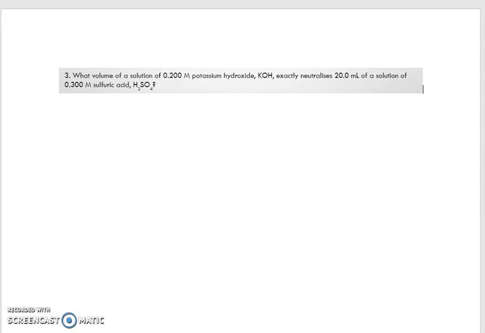Okay, what volume of a solution of potassium hydroxide exactly neutralizes a solution of sulfuric acid? So let's just write out what equation we have going here. We have an acid-base reaction, and we've got potassium hydroxide reacting with sulfuric acid. So we get a salt and water, so potassium sulfate and water.